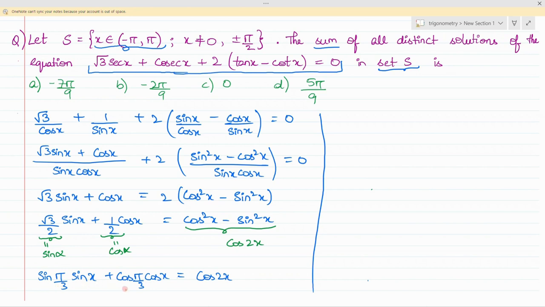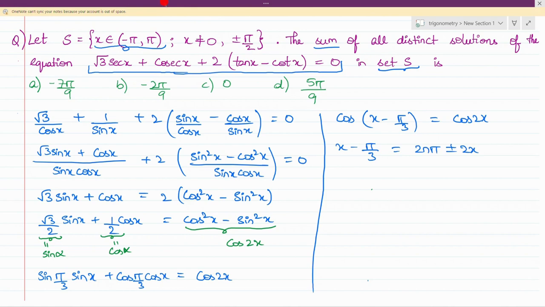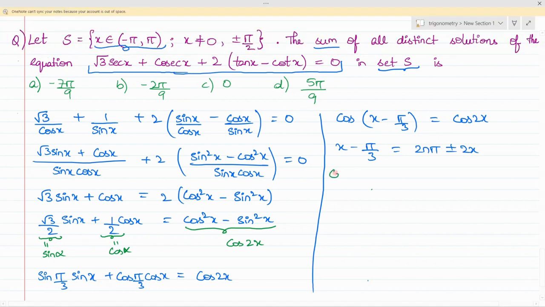Now it's in the form of sin a sin b plus cos a cos b. So cos of a minus b, that is x minus pi by 3, is equal to cos 2x. So now it's in the form of cos theta equal to cos alpha. So the general solution will be x minus pi by 3 is equal to 2n pi plus or minus 2x. So we'll get two cases over here.